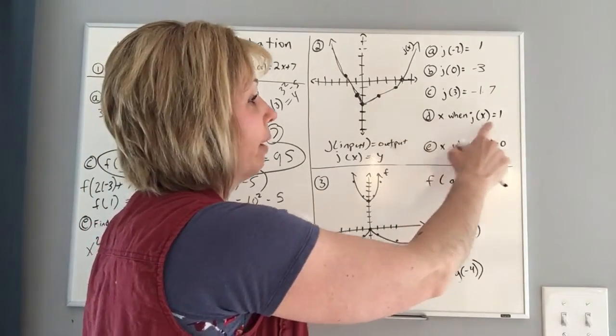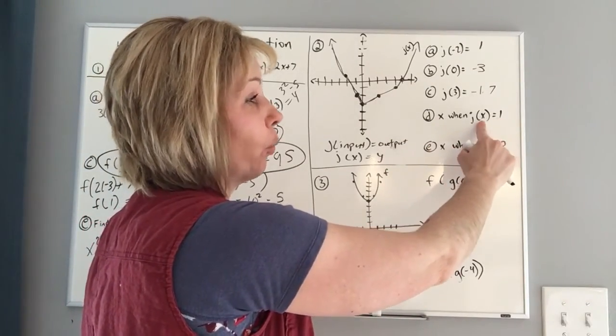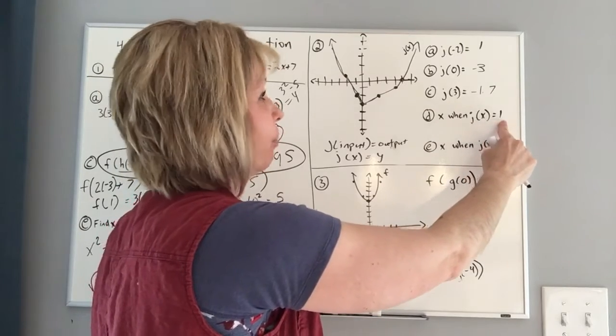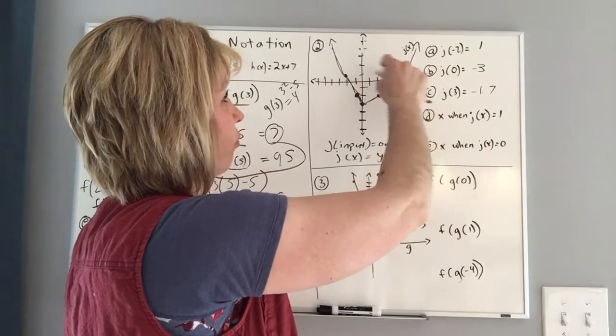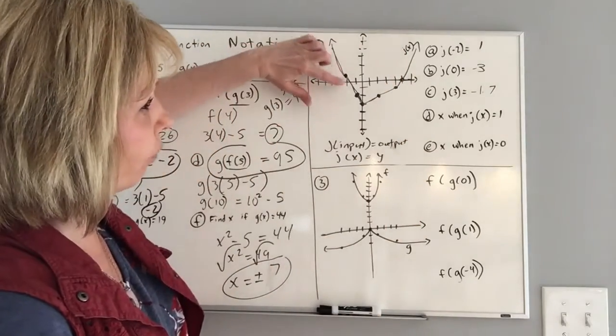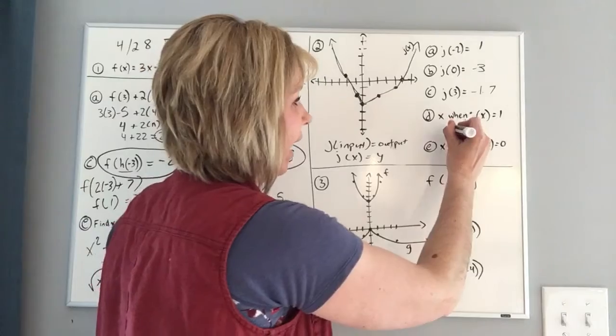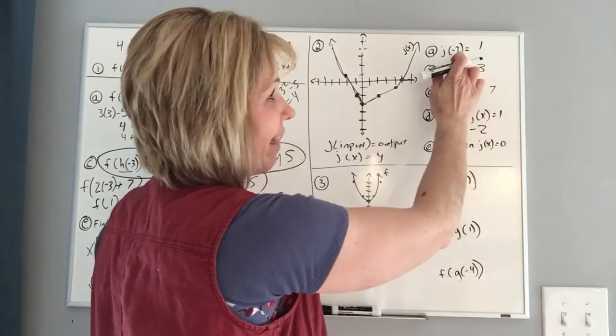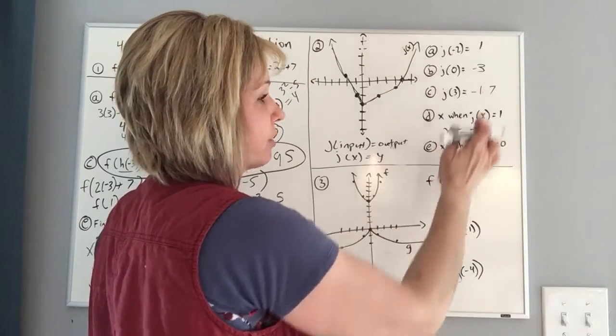Okay, so this time, let's go back. So we have, my output is 1. So what is my input when my output is 1? Where's my output of 1? My output of 1 is right here. So when my output is 1, what was my input? My x would be -2. It's kind of back to that one right there. My input is -2, my output is 1.